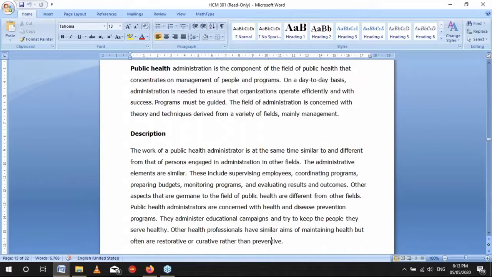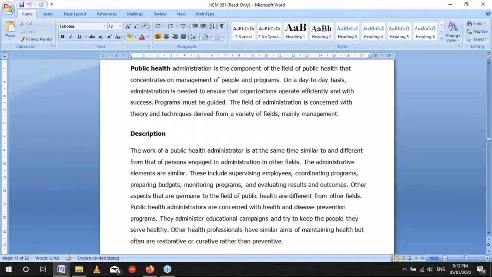So we'll be talking on inventory control in the hospital. That is in chapter 4. What do we mean by inventory?